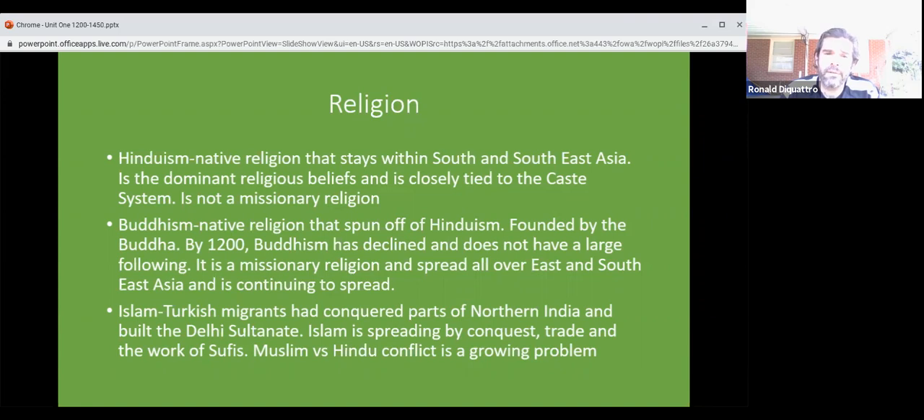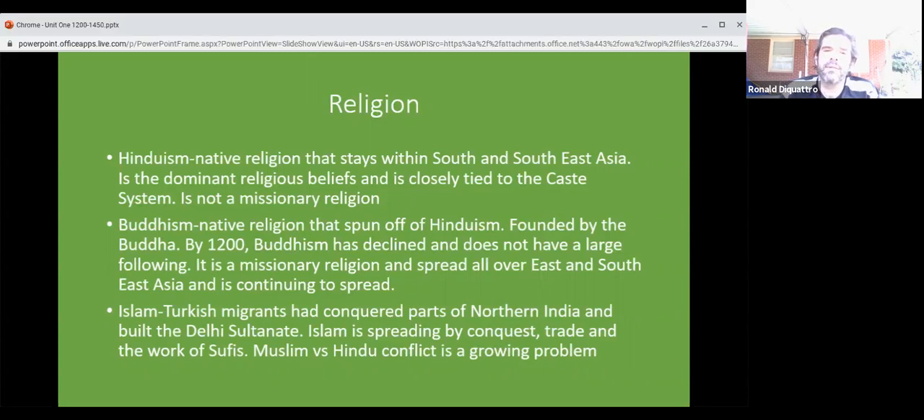And as we've already started to learn, Buddhism will spread outside of South Asia to other regions over trade routes by merchants and missionaries. One of those places being East Asia. We talked about Buddhism in China, and it will also spread to Southeast Asia.